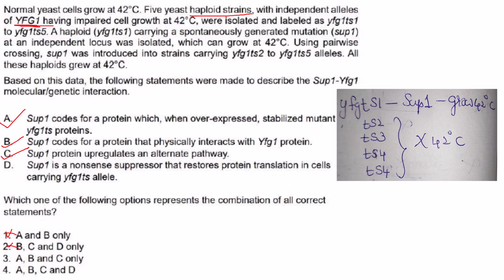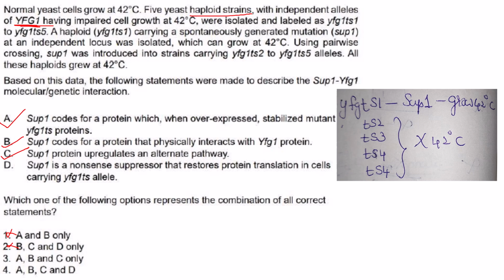Okay, just mentioned that it is just a mutation. Now I will tell you why it is not a nonsense suppressor. So I told you that YFG1 has to be a nonsense mutation if SUP1 is to be a nonsense suppressor. Now if YFG1 is a nonsense mutation, then the nonsense mutation will result in the production of null alleles.